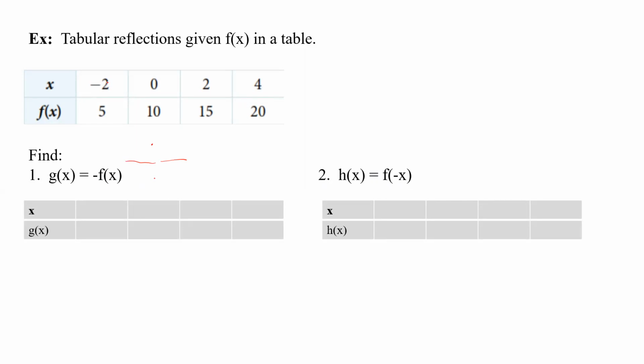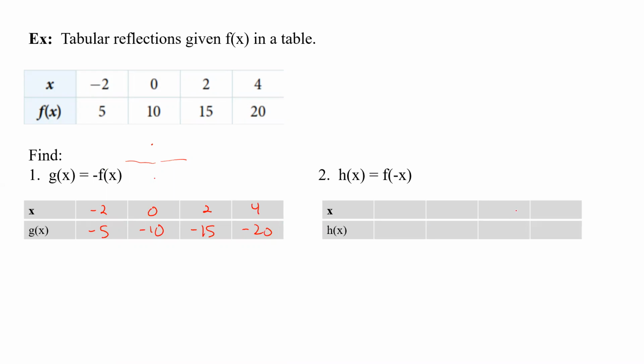So here, what does that say? Well, that means our x values don't change, and so that's going to be a -2, a 0, a 2, and a 4. But now all of our f of x's change to negative. So that becomes a -5, a -10, -15, and a -20. Okay, and so that's what this does, it changes our f of x to the opposite.